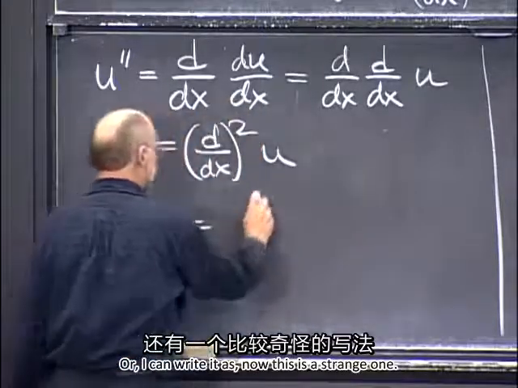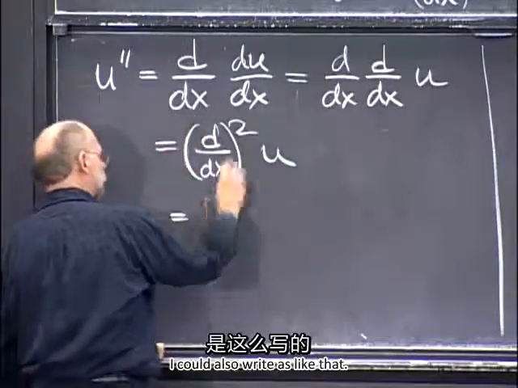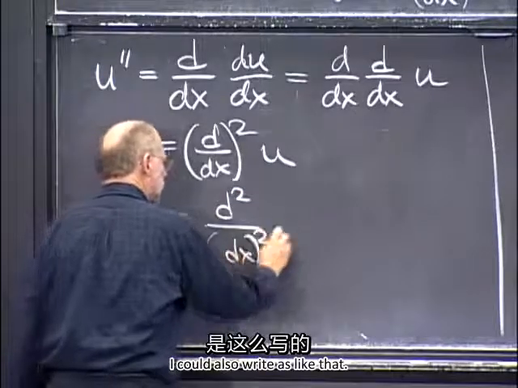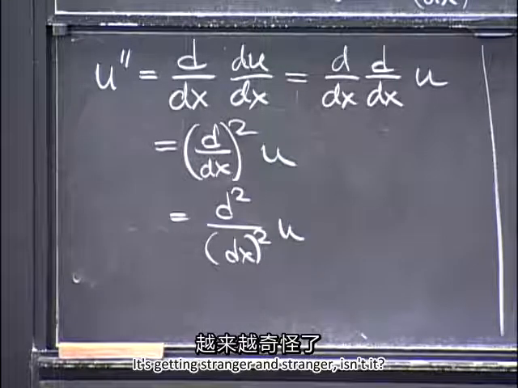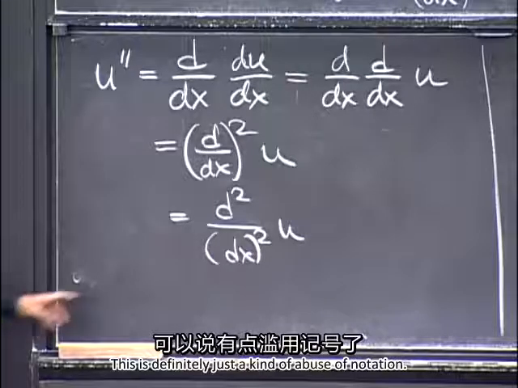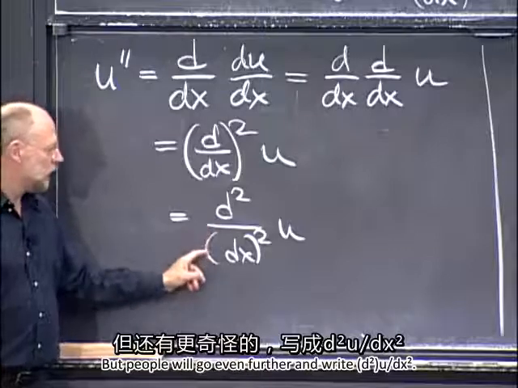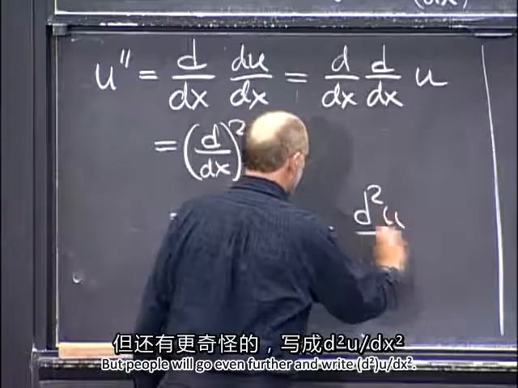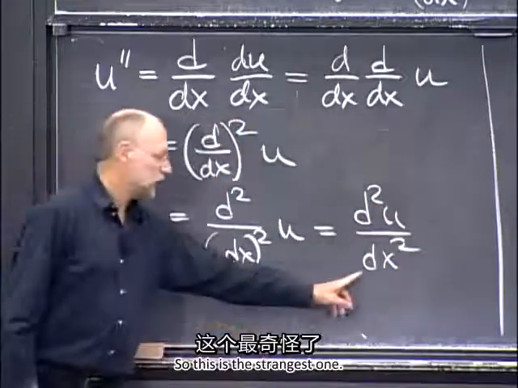I could write it as, now this is a strange one. I could also write, this I guess says, like that. It's getting stranger and stranger, isn't it? This is definitely just a kind of abusive notation. And then people will go even further and write d squared u divided by dx squared. So this is the strangest one.